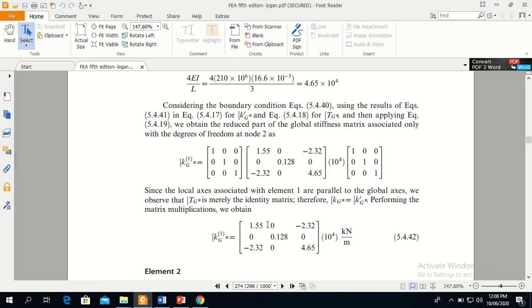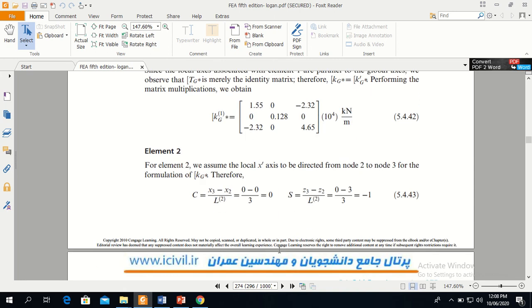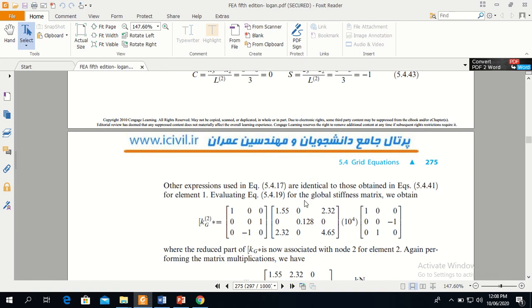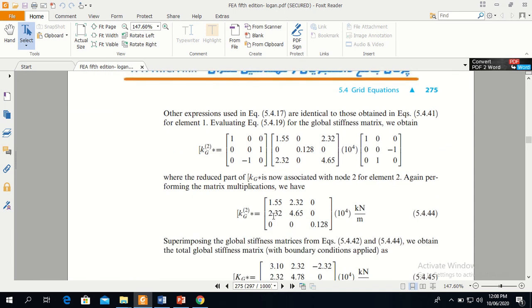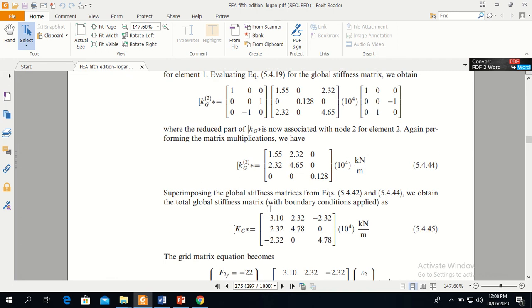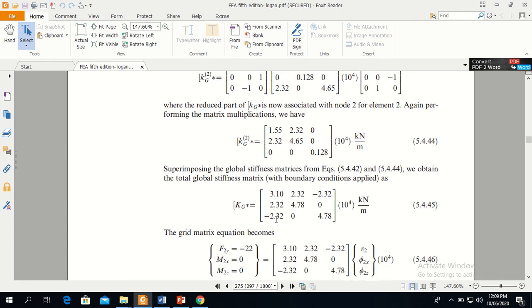Same procedure will be followed for element 2. This is cos theta, this is sin theta. Then we'll write down these three matrices and then multiply them to find this global matrix for element 2. Then we will add K1 and K2 to find the global stiffness matrix for the grid structure. The rest of the procedure is the same.